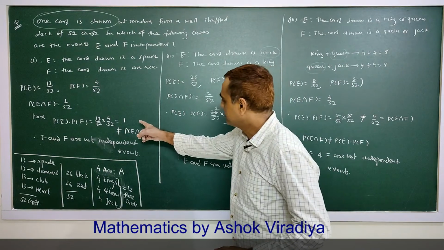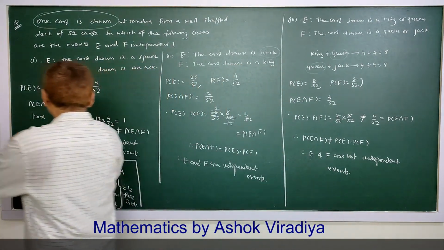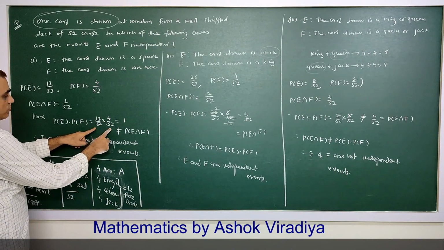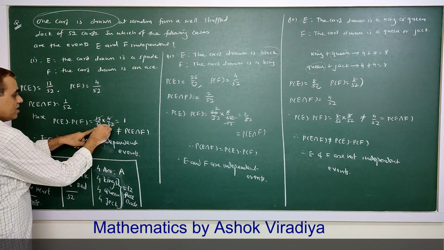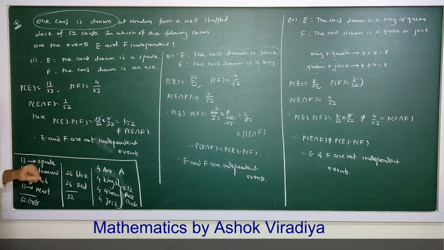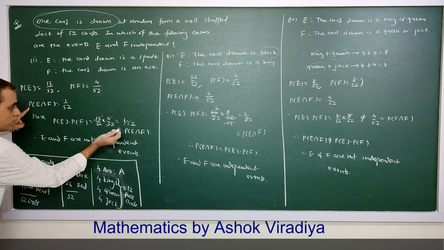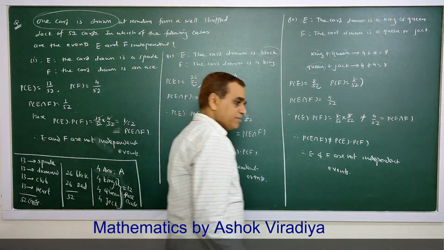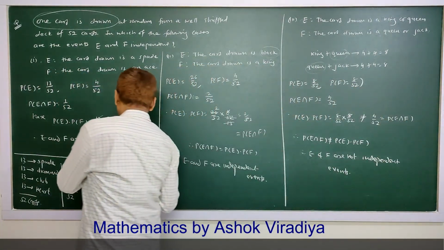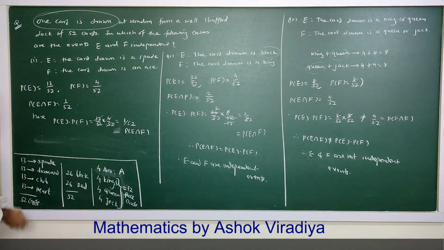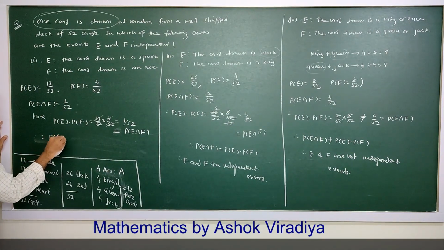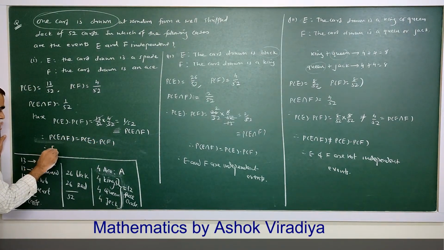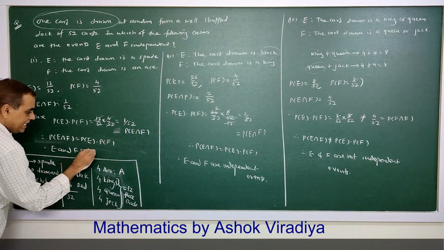Sorry, here I made a mistake in calculation. P of E into P of F is 13 by 52 into 4 by 52, that is 1 by 52. And 1 by 52 is equal to P of E intersection F. So here it is proved that in this first case probability of E intersection F is probability of E into probability of F. So E and F are independent events.